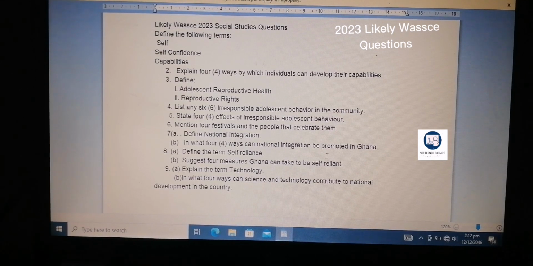Then the ninth last part 1, that is explain the term technology. So technology is the application of scientific findings and knowledge to solve the problems of man. The word says explain, so you can't just define. We've defined. Explain means you tell us more.